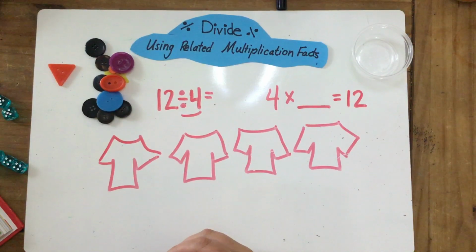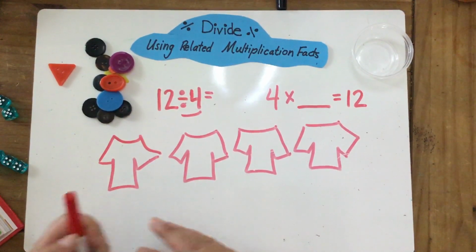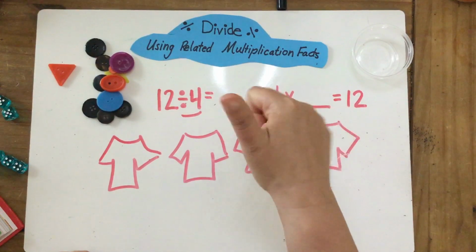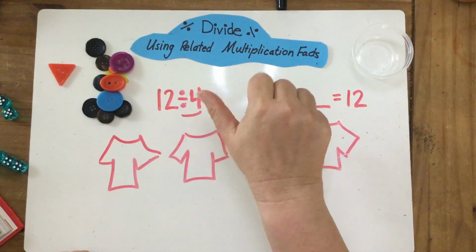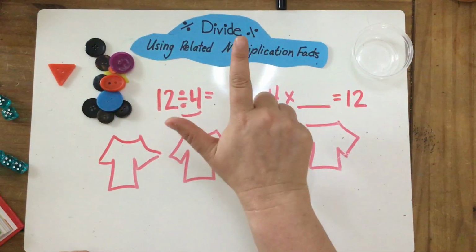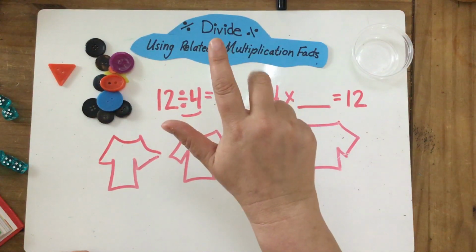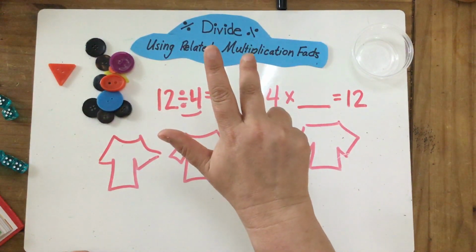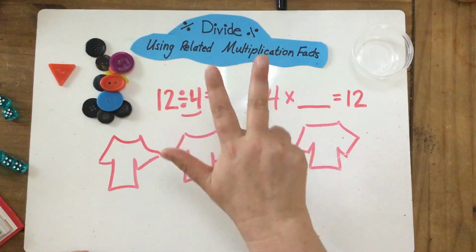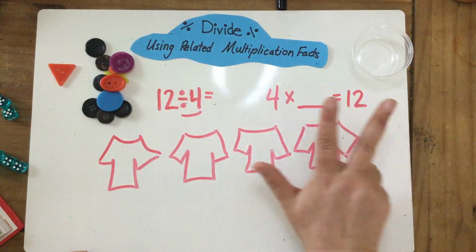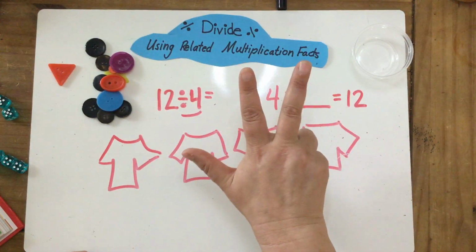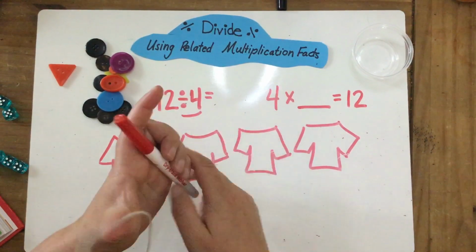So one of the things you could use is your dot paper to help you figure it out if you wanted to. I'm going to use my fingers. I'm going to skip count by 4. 4, 8, 12. Notice how I'm stopping there because my whole is 12. How many fingers do I have up? You're right, I have 3.